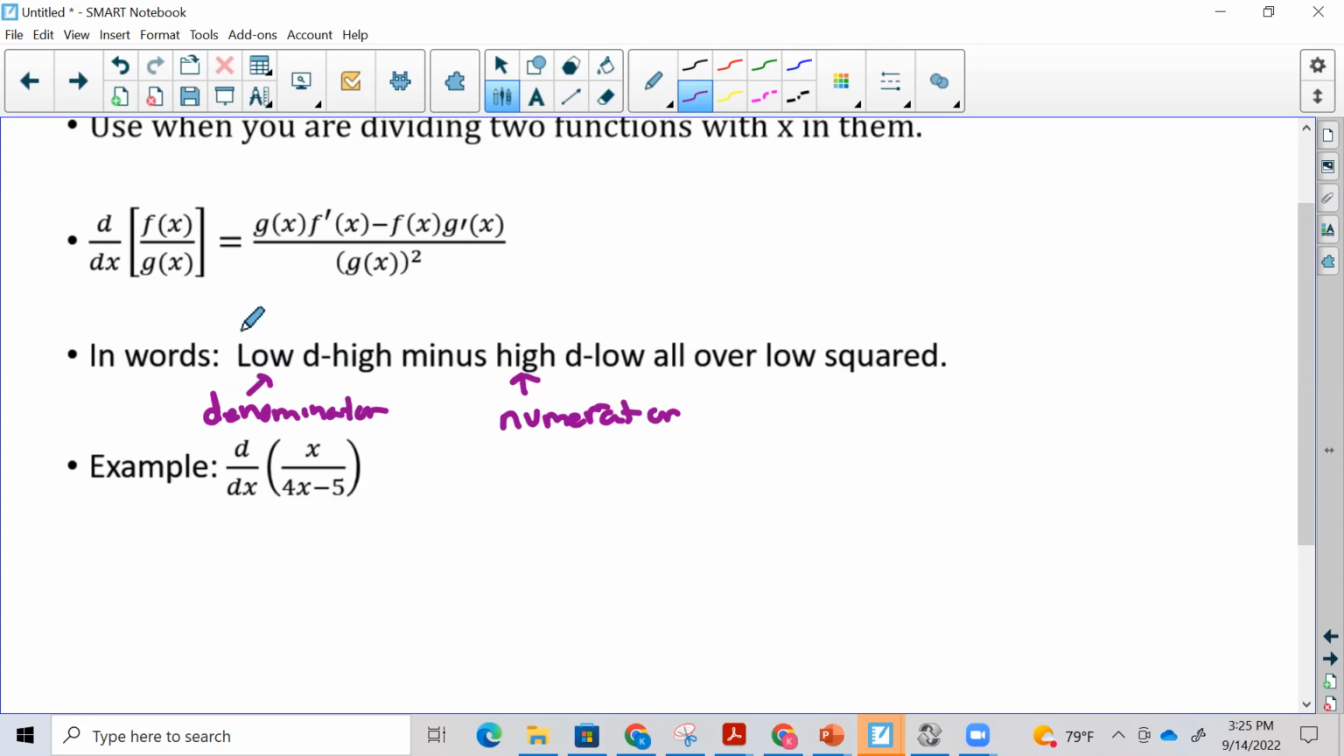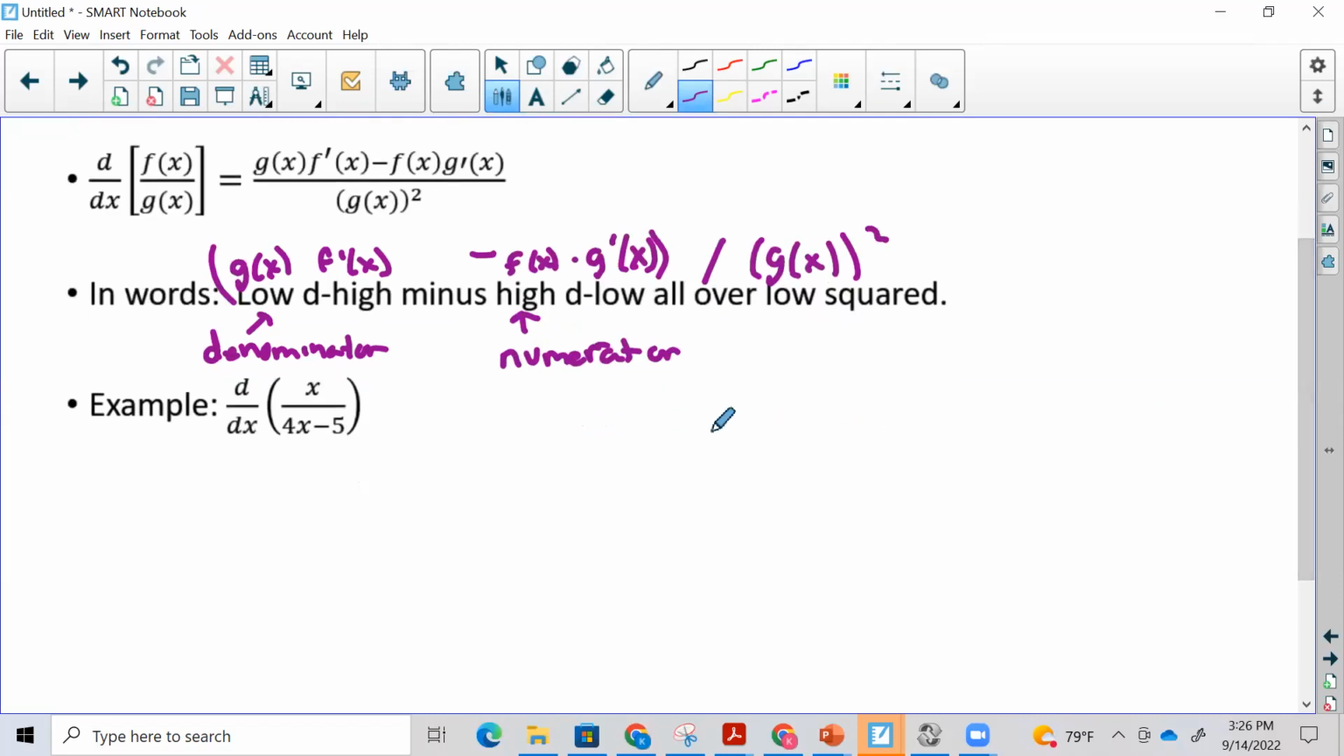Okay, so low in this case would be g. And then again, d high would be the derivative of f, which is that top function. And then high would be f of x, and then it would be times g prime of x, the bottom. And then all of this is divided by the low one squared. So you can use that, you can use the formula, whatever way to help you remember it.